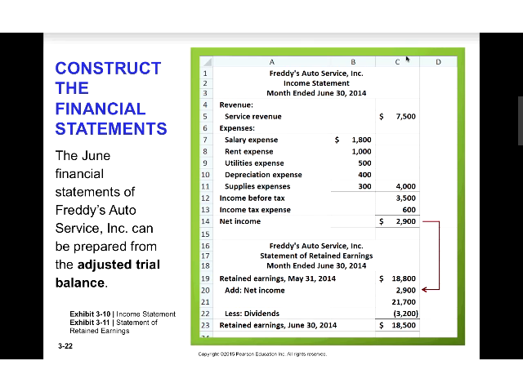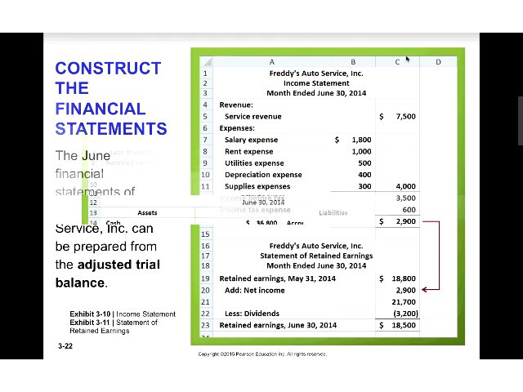Now the next statement we prepare after an income statement is a statement of retained earnings. The statement of retained earnings starts with our beginning retained earnings balance, adds our net income, and subtracts dividends we've paid to give us our ending retained earnings balance. So exhibits 3-10 and 3-11 are just nice exhibits of those 2 financial statement formats. These are good ones to put on your reference sheet. They include a lot of things.